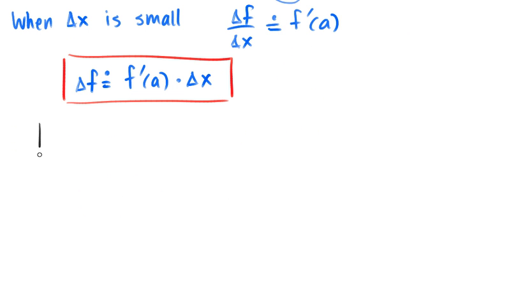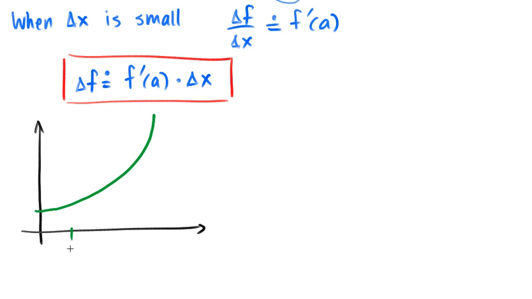Graphically, here's our axes, and we've got some function. I'll do it in green. Here's a, and here's a plus the change in x. This point would be, in the y direction, f of a, and a point up here would be f of a plus delta x.